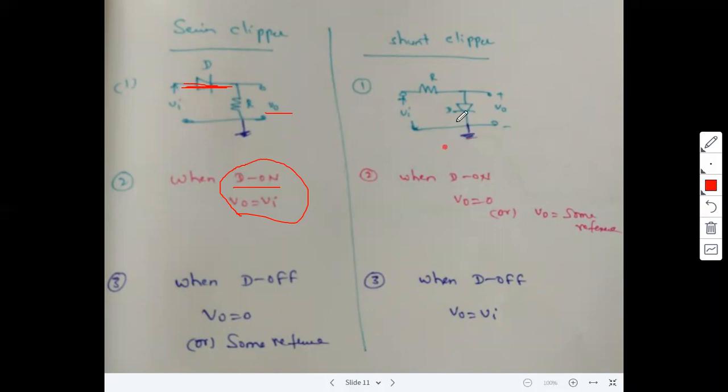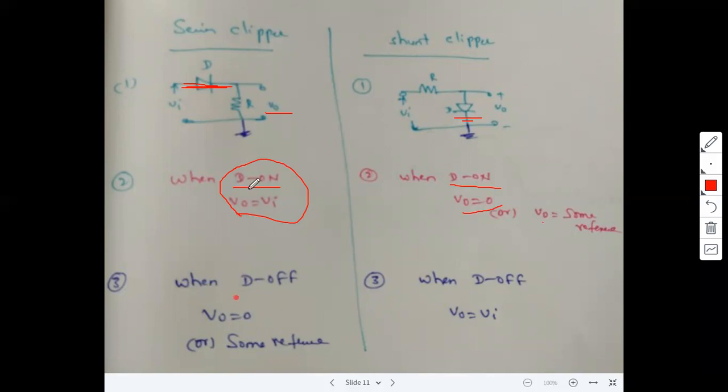Coming to the parallel circuit, when the diode is on, the output is equal to 0. Suppose this is connected to some reference voltage. Now the output is equal to the given reference voltage. So when the diode is on, the output is equal to 0 or the reference voltage. Now we are exactly opposite here.